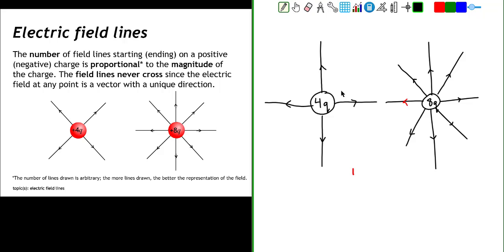The number of field lines is directly proportional to the strength of the electric field at a given region in space. So that means if you double the number of field lines, you double the electric field. If you quadruple the number of field lines, you quadruple the electric field. The 8Q has 8 field lines, the 4Q has 4 field lines, so the 8Q has twice the strength at any location as the 4Q charge.